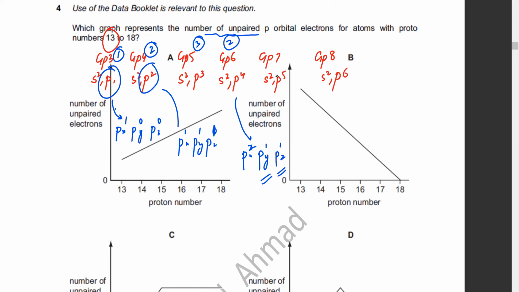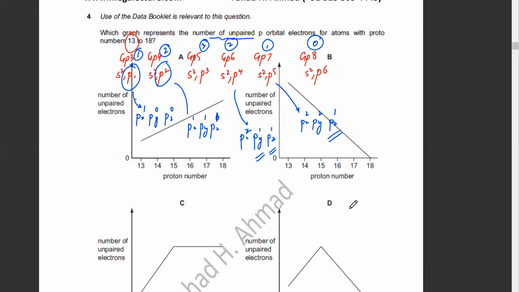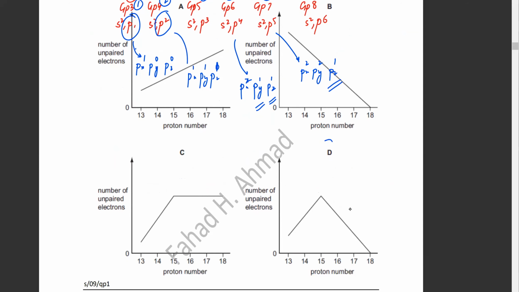P5, again, it's going to be px, py, pz. So 2 of them would be completely filled, 1 of them would be half filled. So the number of unpaired orbitals would be just 1. And then when you reach group 6, it's going to be 0. So basically the number of unpaired orbitals goes up, and then it goes back down to 0. So over here, the correct answer is going to be D.